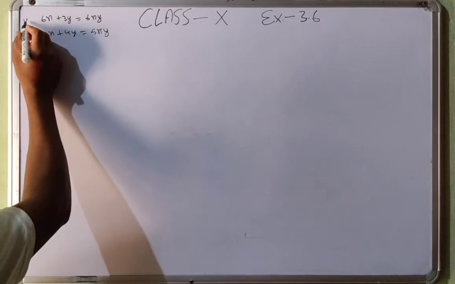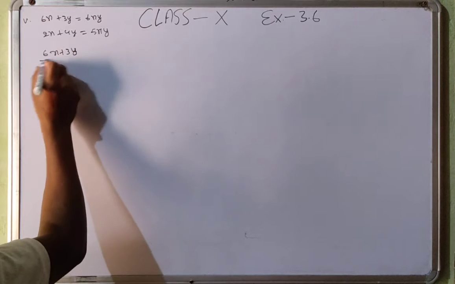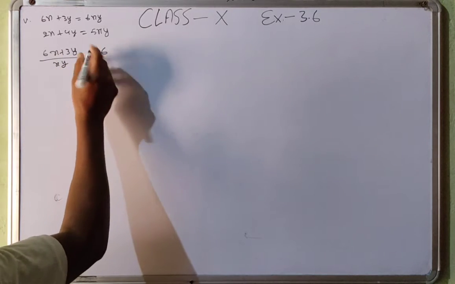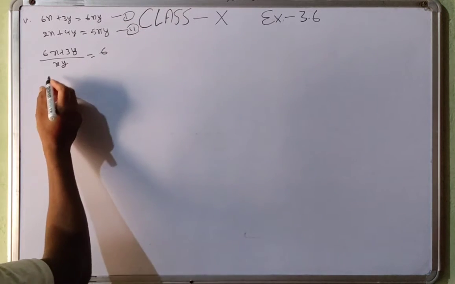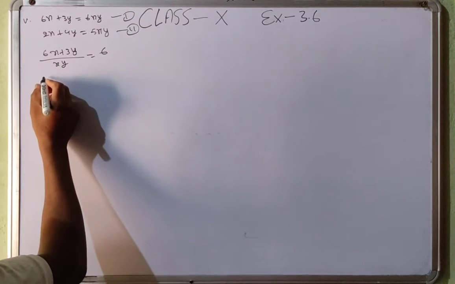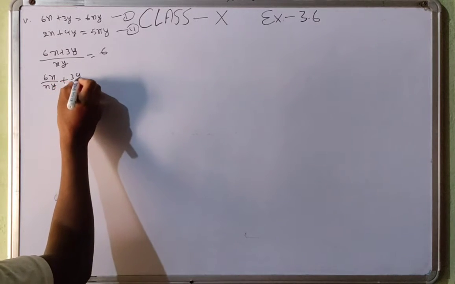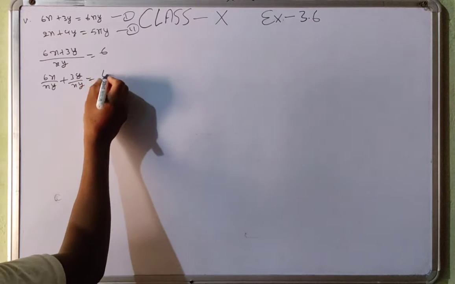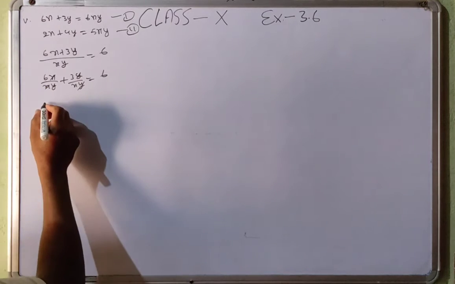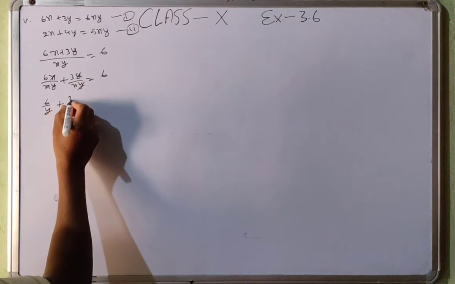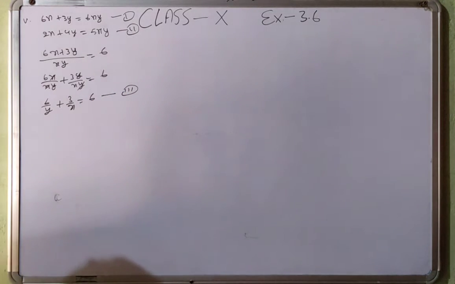So this one we will do like this: 6x plus 3y upon xy is equal to 6, for the first equation. So that will be 6x upon xy plus 3y upon xy is equal to 6. So y cancels by y and x cancels by x. So that will be 6 upon y plus 3 upon x is equal to 6. This will be the third equation.